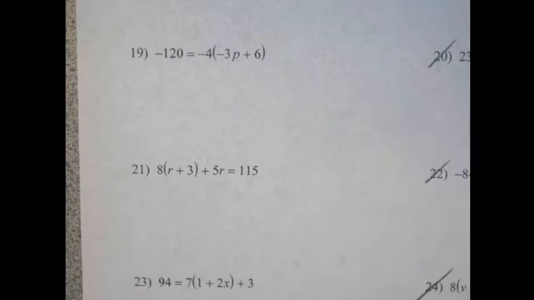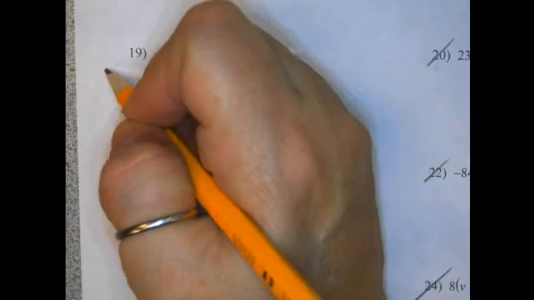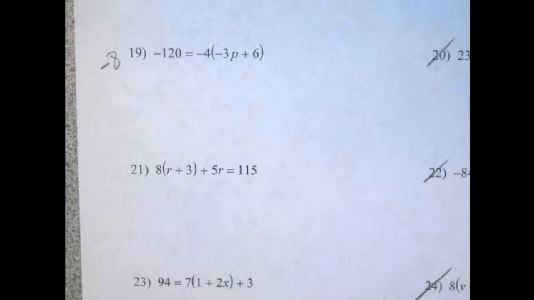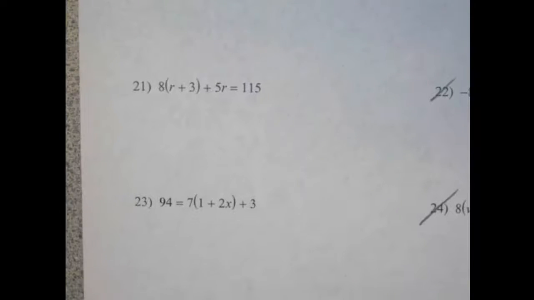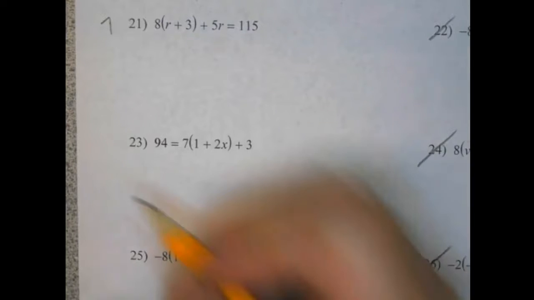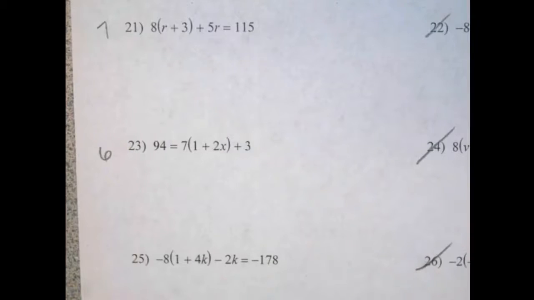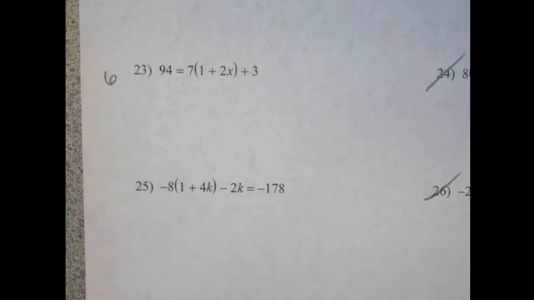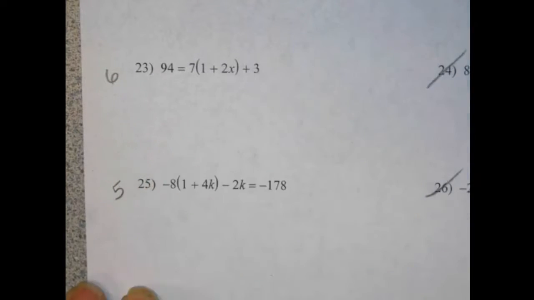Number 19. The answer is, oh, look at that. My hand's in the way. Negative 8. Number 21, the answer is positive 7. Number 23, the answer is 6. And number 25, the answer is 5.